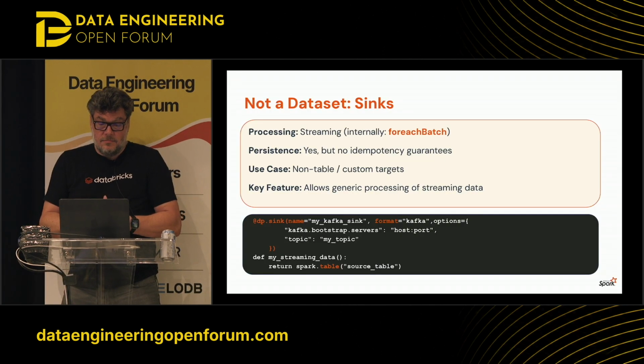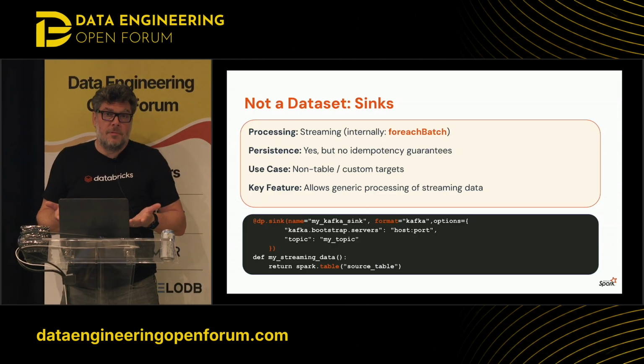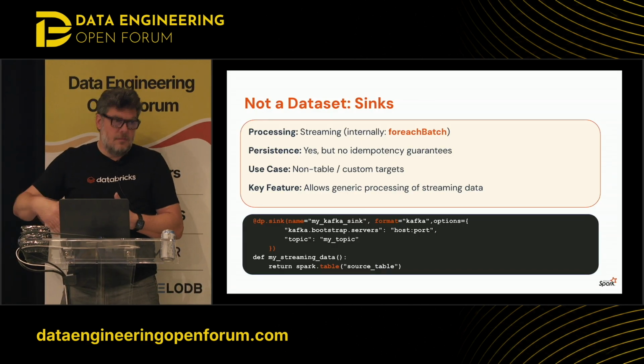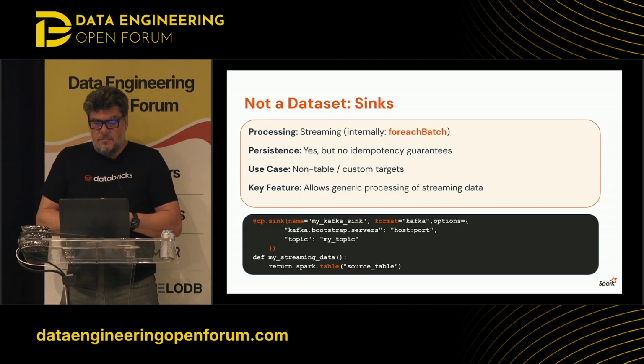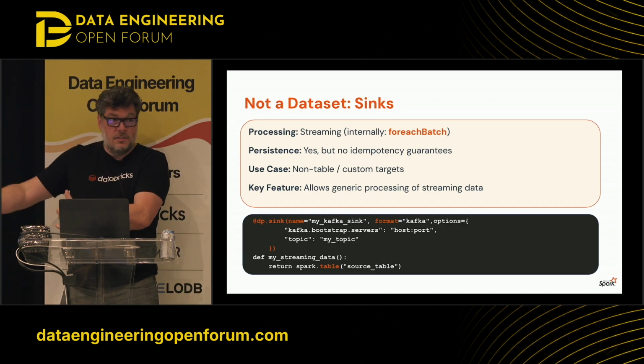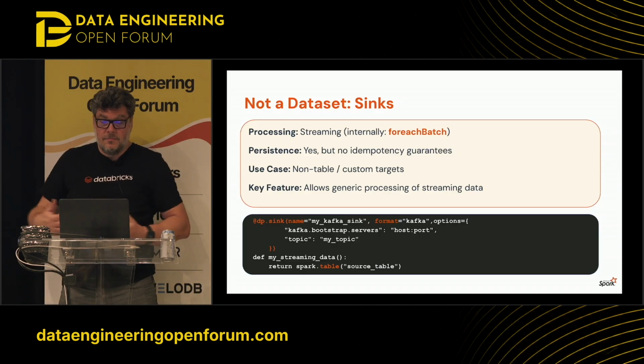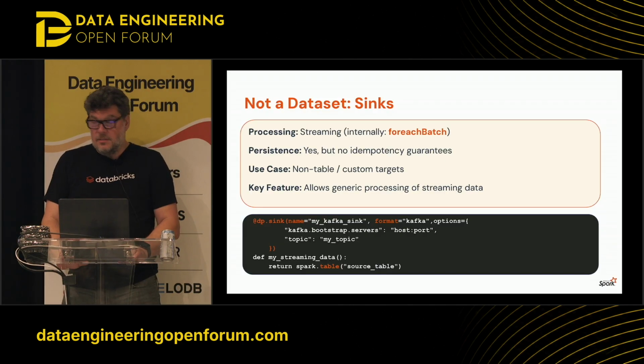Sinks, again, they are implemented under the covers as foreachBatch. So every time you process, foreachBatch runs, and the results are persisted in whatever the storage medium of that target is, right? Here in this example, it's Kafka. What you don't get here is idempotency guarantees, because we don't know whether your target supports idempotency, right? So you need to know that when you use them. And the use case is custom targets, right? But it allows you to do pretty much anything that you want to do with your data.